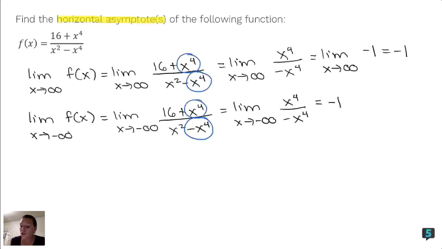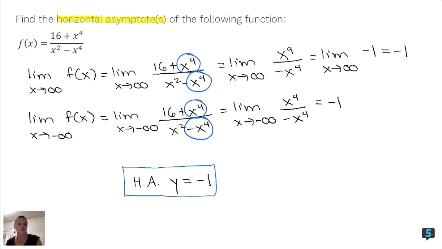After you take these limits, you've got to be really careful to make sure that you answer the question. Find the horizontal asymptotes was the question. We went through and found these beautiful limits. We talked about how the exponents are equal. We got out -1, but we haven't actually answered the question yet. The answer to this question is that there is a horizontal asymptote at y equals -1. So make sure that you answer that question and that you're writing that equation of your horizontal asymptote after you do those limits.